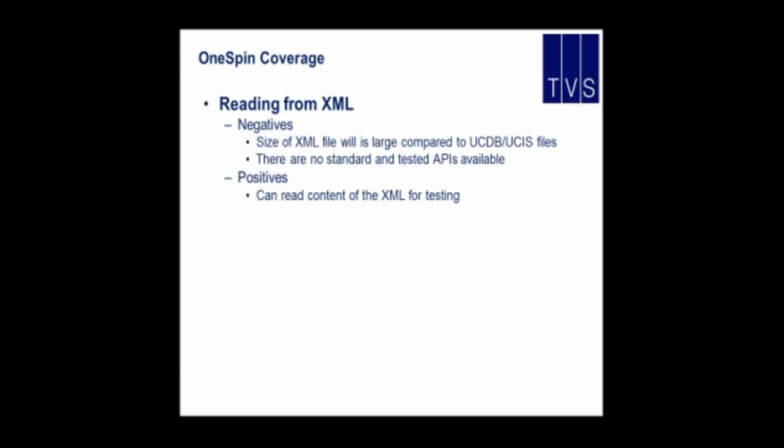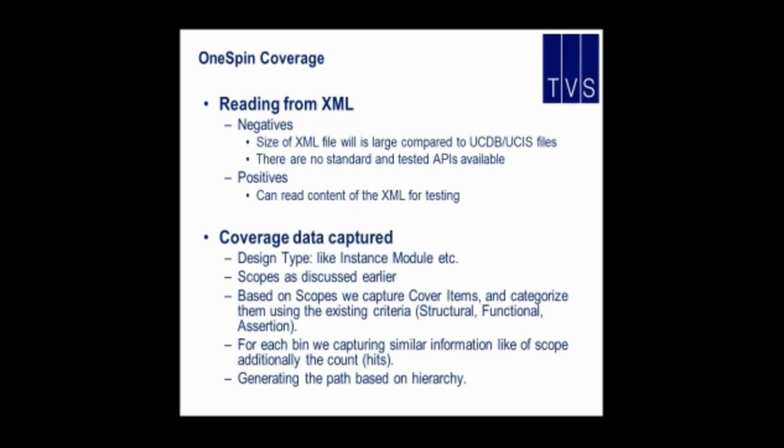Just a quick note on OneSpin coverage. I think as we heard in the OneSpin talk, we're actually getting information from XML, not directly from the UCIS database. So we read the information from the OneSpin XML. The negative in that is that it's fairly big. It's an ASCII file rather than a binary file. But we actually find it easier because we can test it for ourselves as well, because we can actually read the XML. And we're capturing very similar types of information from OneSpin via the XML to build into our database.